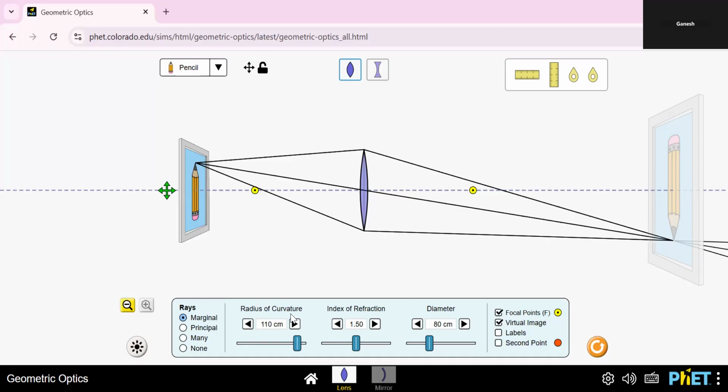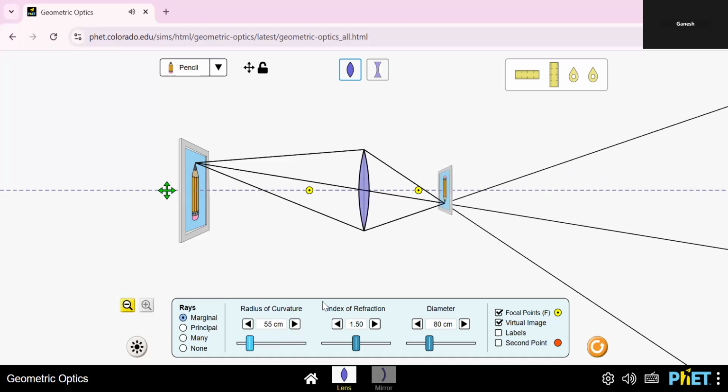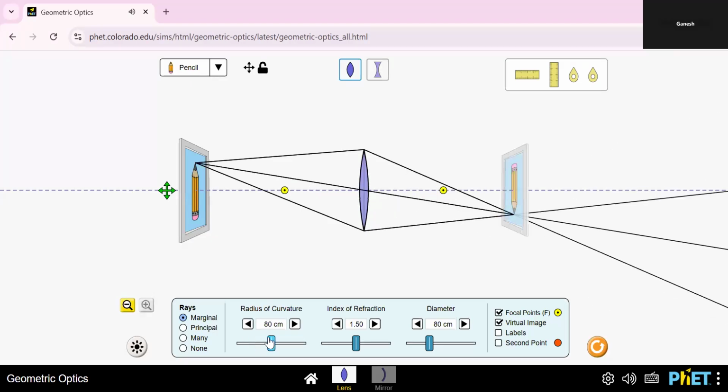And just I'm going to decrease the point. The position of the image is near to the lens. So with concave and then convex, the image is near to the convex lens when we decrease the radius of curvature. The normal point is 80 centimeter, so the image is very clear. So this is the right position.